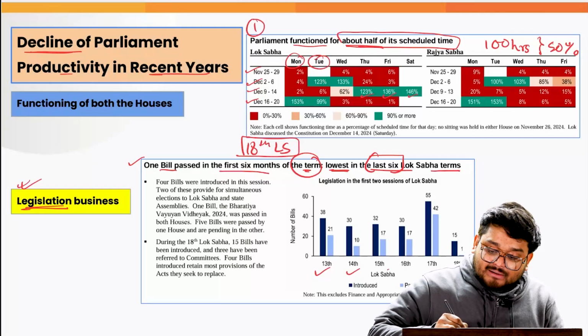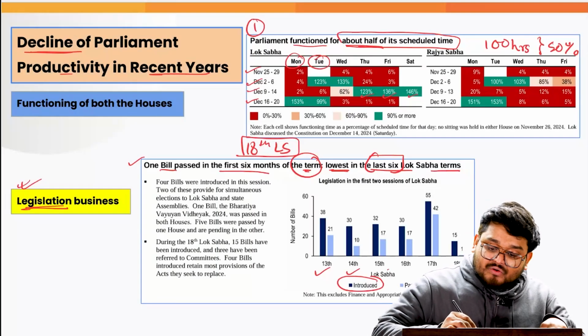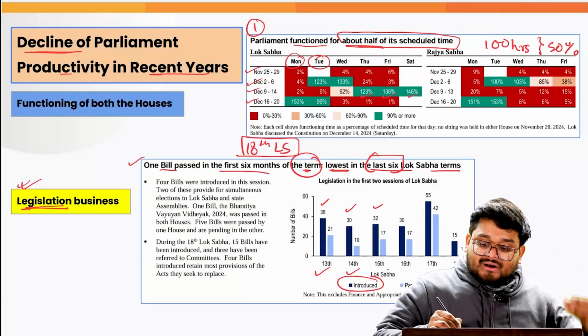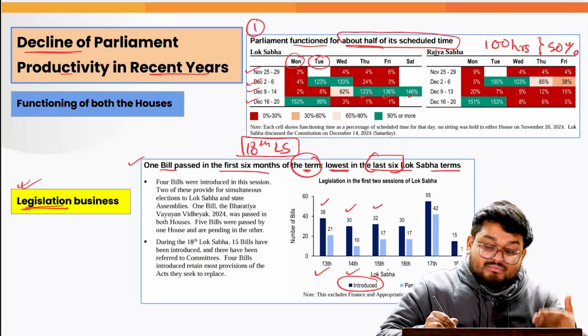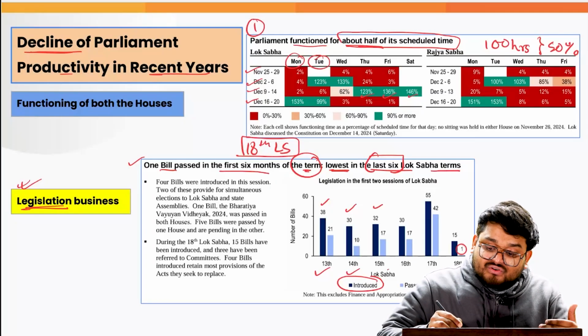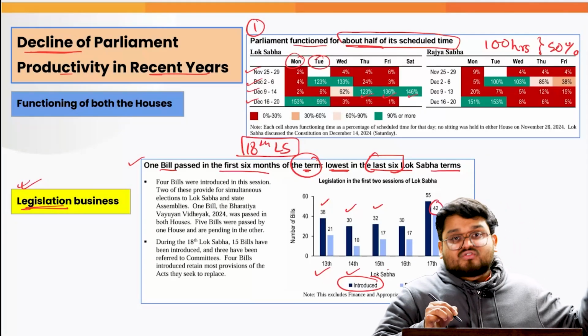We understand that the number of bills which were introduced were around 38, 30, 32 in the recent past. But when we talk about bills which have been passed, it is only one currently, which was actually around 42 in the last Lok Sabha.